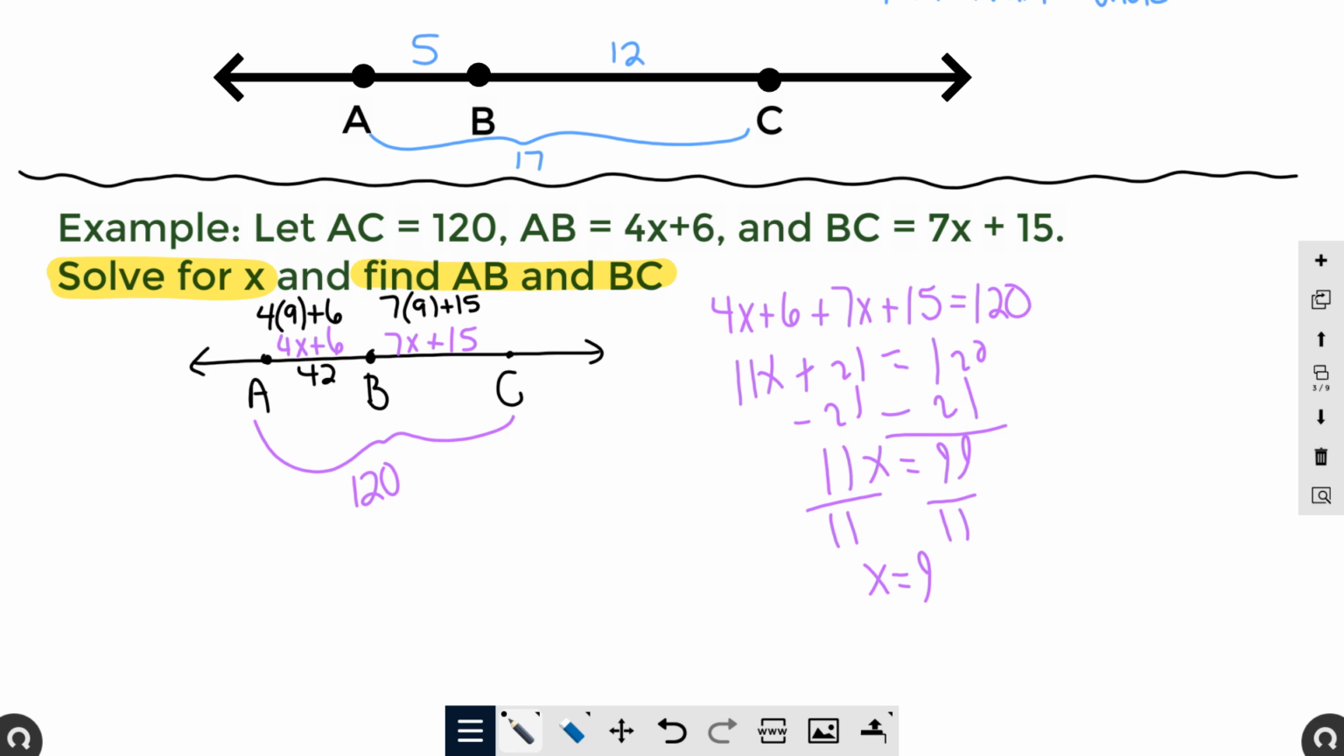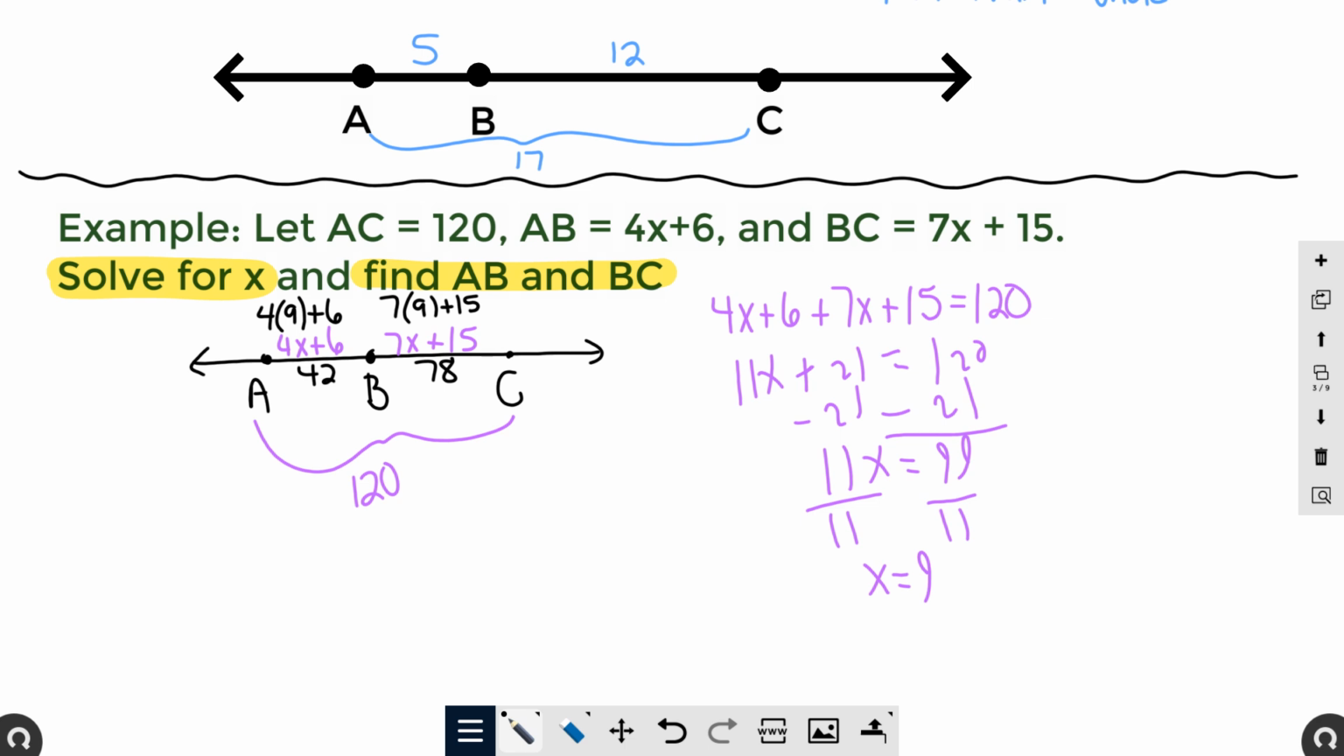A little hand trick for the nines. And what did you get? 78? 78. If you added those two together, would you get 120? Then that's how you know that you did it right.